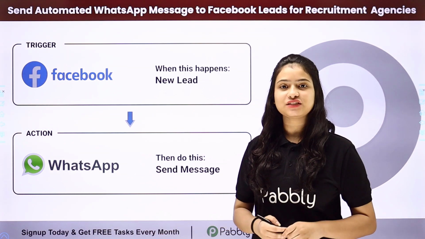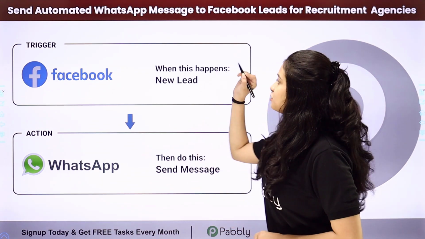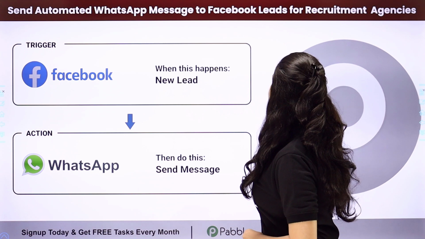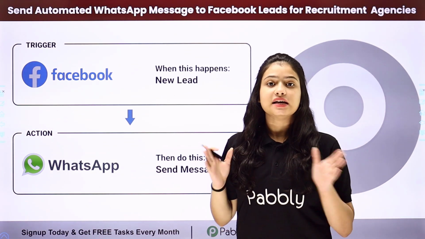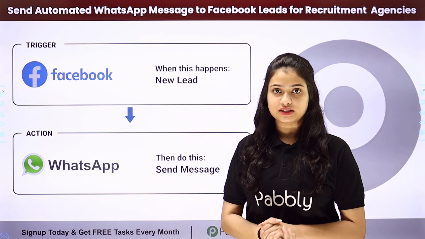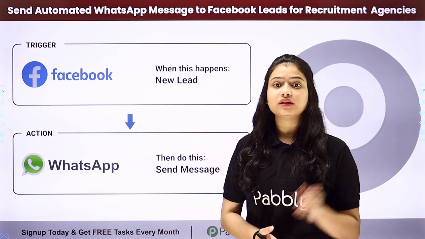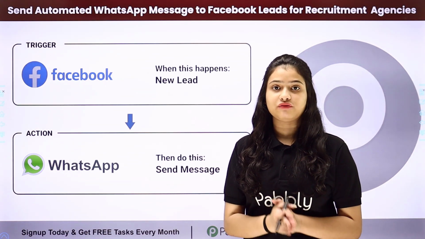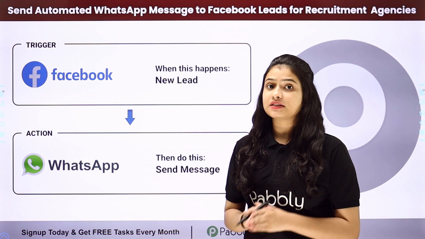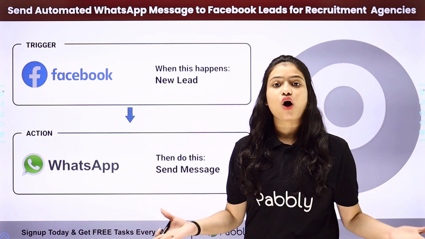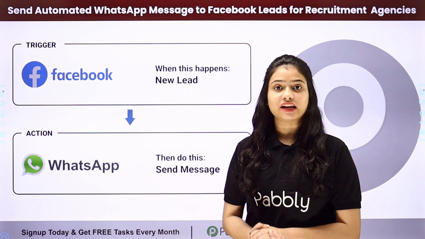Hello everyone, in this video we are going to learn how to send automated WhatsApp messages to Facebook leads for recruitment agencies. Suppose I have a recruitment agency for which I am running an ad campaign on my Facebook page, and now I want that whenever a new lead is generated through that Facebook page, a WhatsApp message should automatically be sent to that new lead. So how are we going to do this process automatically and effortlessly?